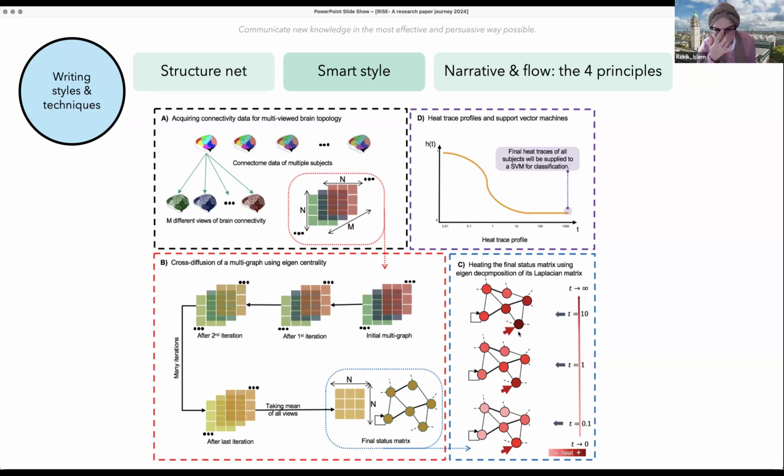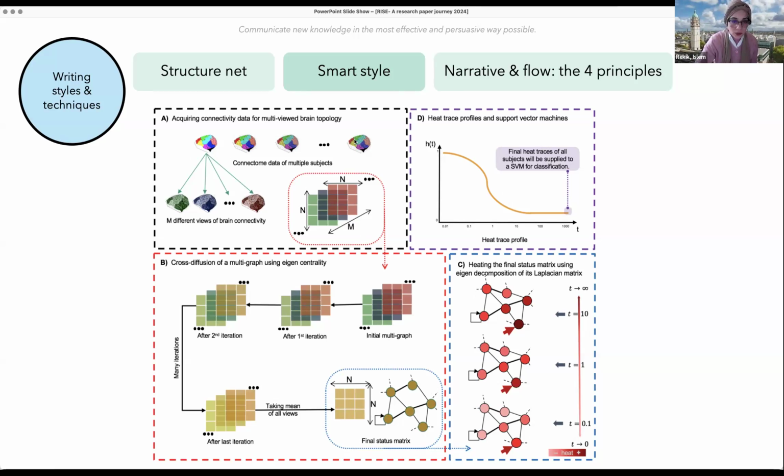Also, I don't understand what is going on. These four elements, A, B, C, D, are completely disconnected. I don't understand how this heat profile is exactly derived from this one. The colors are not really nice. This is a copy paste from maybe a paper. It's really bad. It's not handmade.